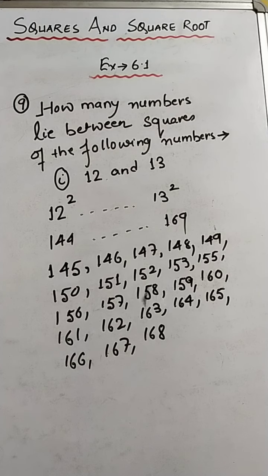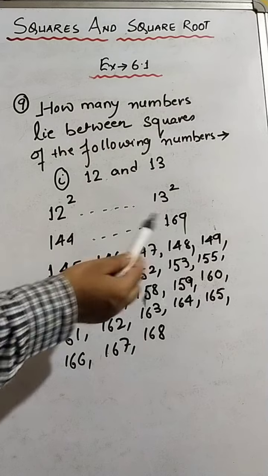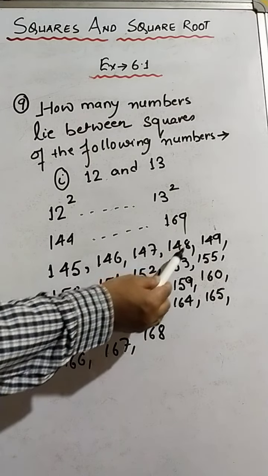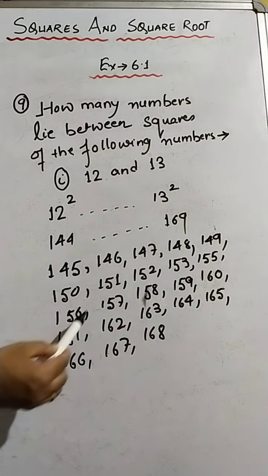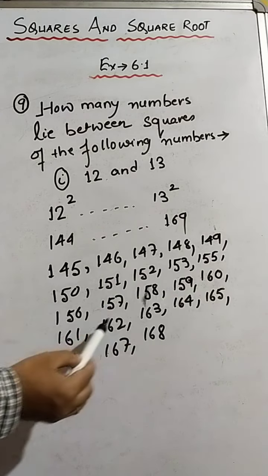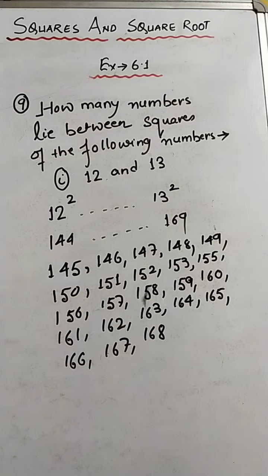Fine. So now we have to count how many numbers come between 144 and 169. So just start counting them. 1, 2, 3, 4, 5, 6, 7, 8, 9, 10, 11, 12, 13, 14, 15, 16, 17, 18, 19, 20, 21, 22, 23. Okay, now 23 it is coming.